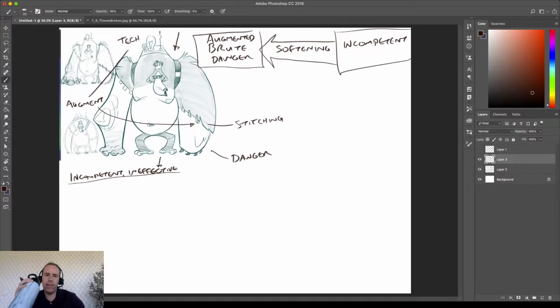So again, like I said, sometimes it'll be something you see in the designs you've done. Other times it'll be something where it's just like, okay, what do I want the incompetence to do here? It's there, but what should it do? And I actually like softening, so we'll keep that.